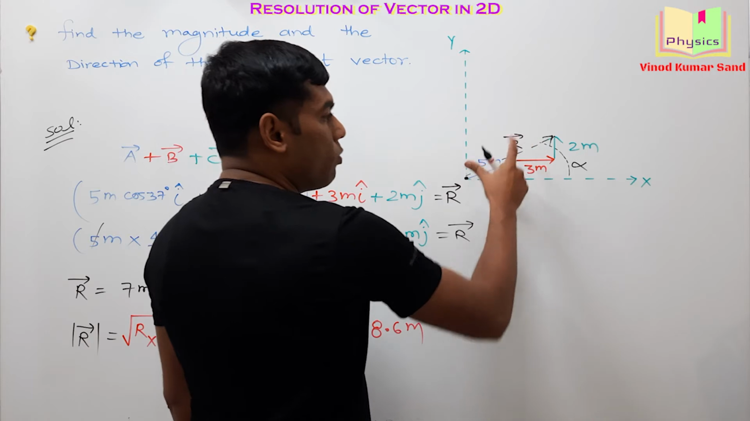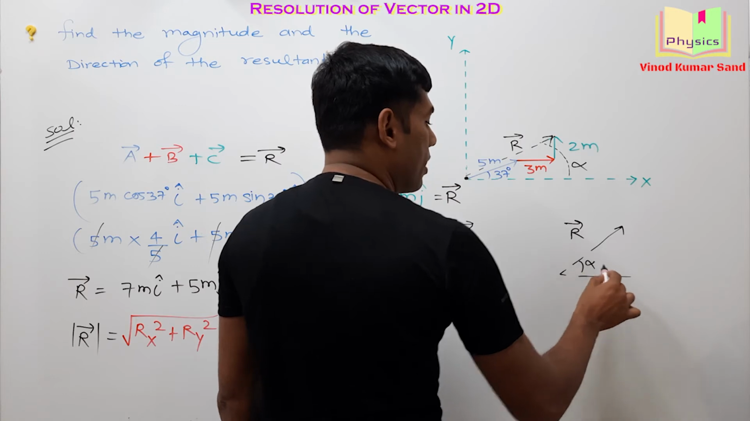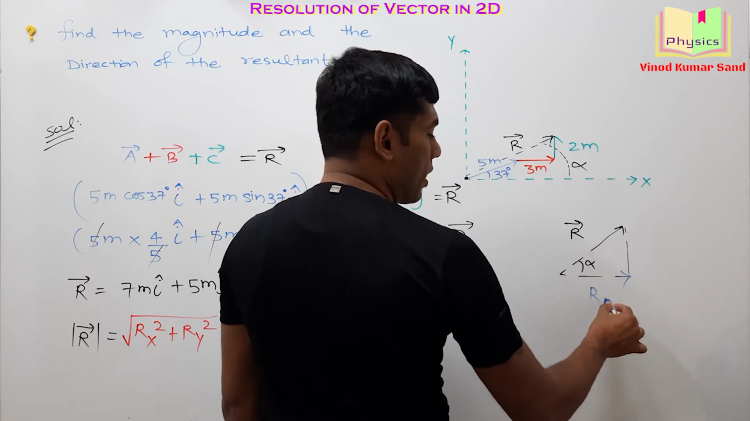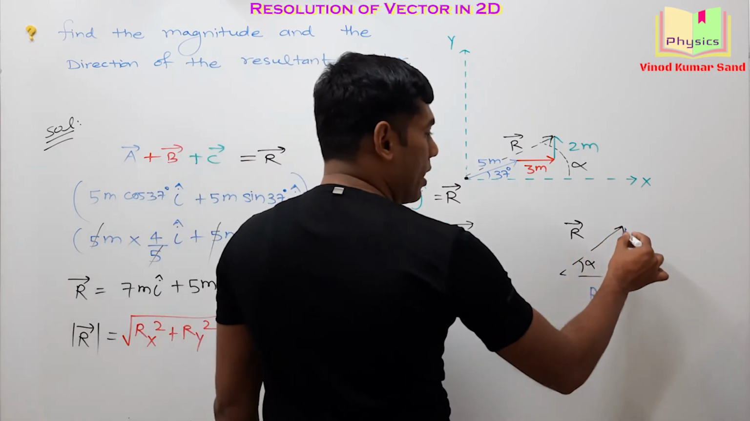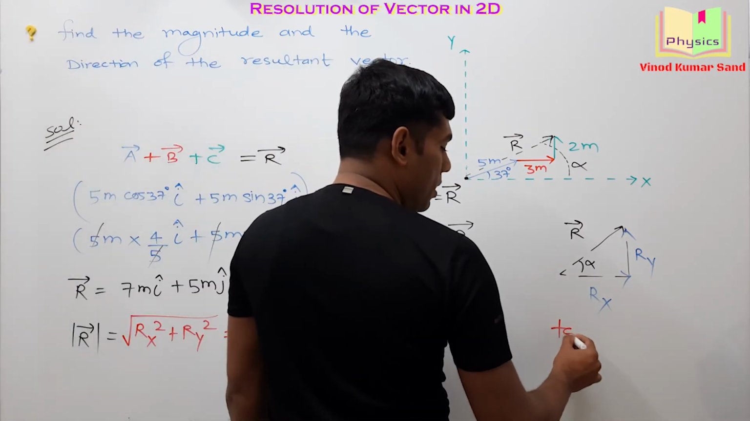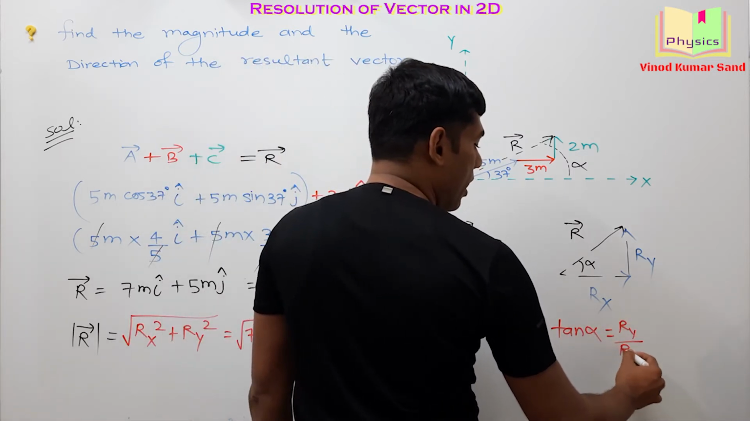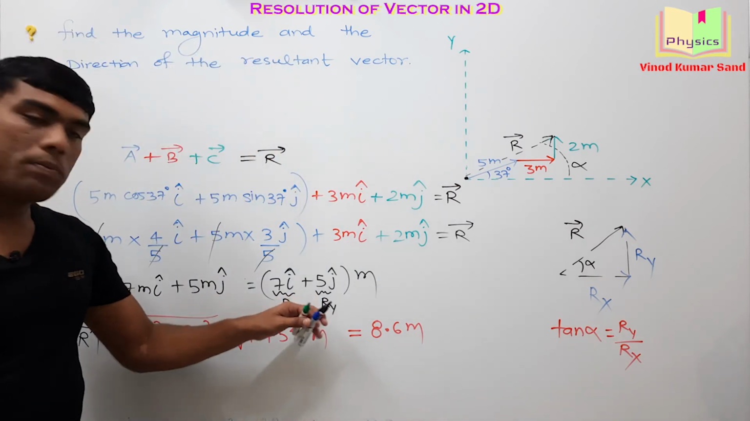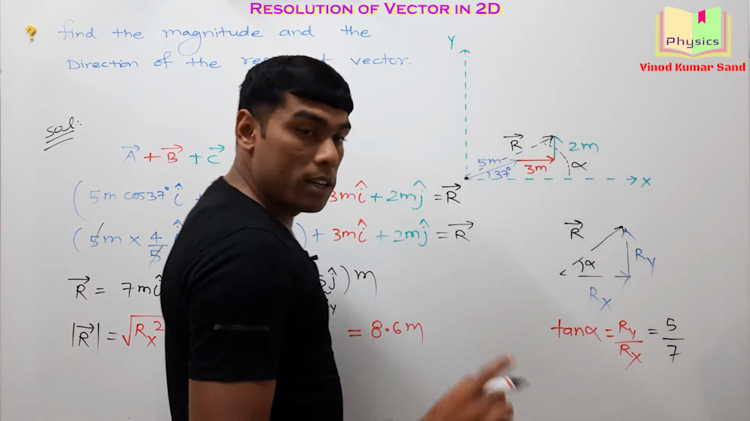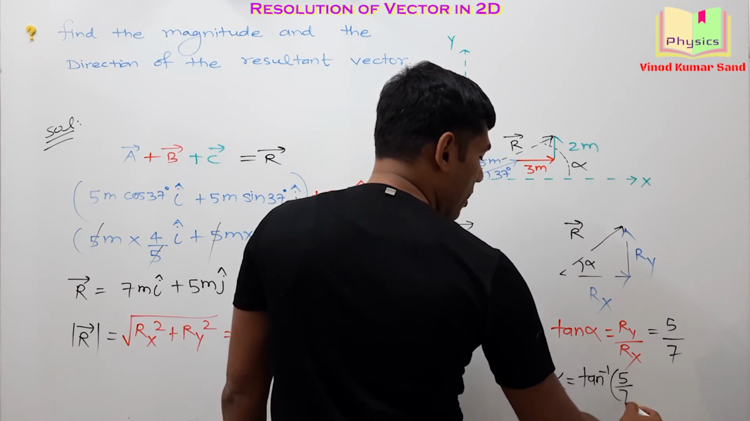Now we need the angle. For getting the angle, focus on the R vector. This R vector is making an angle alpha here. This R vector has two components. The x component of the R vector has the magnitude Rx. The y component of the R vector has the magnitude Ry. So in this diagram, what will be the tan alpha? It will be equal to Ry divided by Rx. Both are available. Ry is how much? 5. And how much is Rx? 7. So alpha will be equal to tan inverse of 5 by 7.